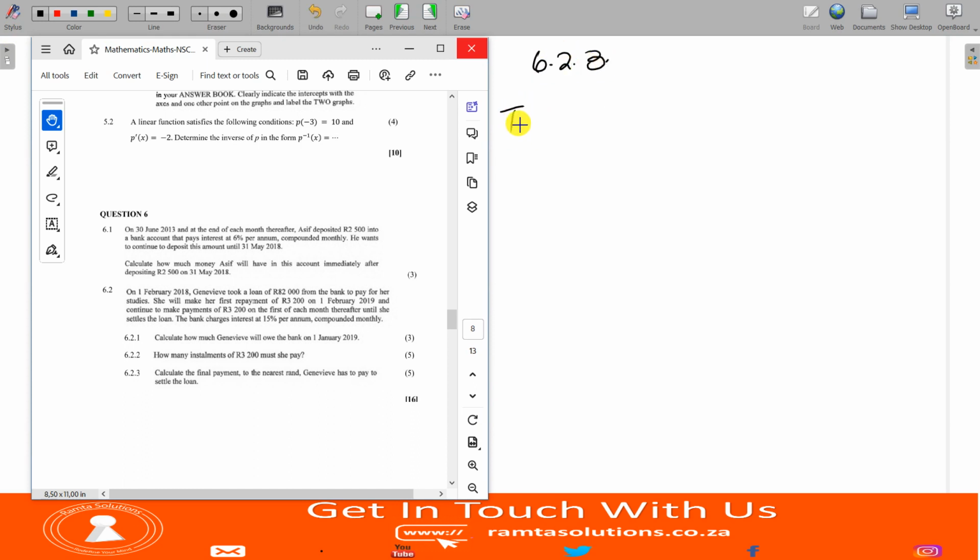6.2.3. It started at T0, T1, T2, and so on, T11, T12, and so on. And then it ends at T35, 36, 37.